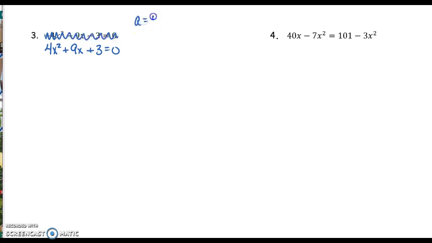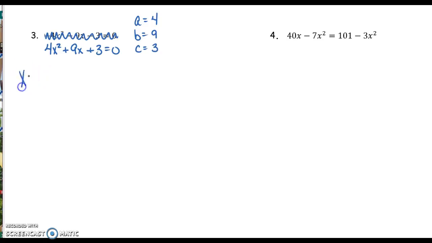So our a value is 4, our b value is 9, and our c value is 3. Now, I wrote the quadratic formula on the board so that you have it in front of you. You don't technically have to memorize it, but it will make your life easier if you have it memorized, simply because you'll know what goes where.